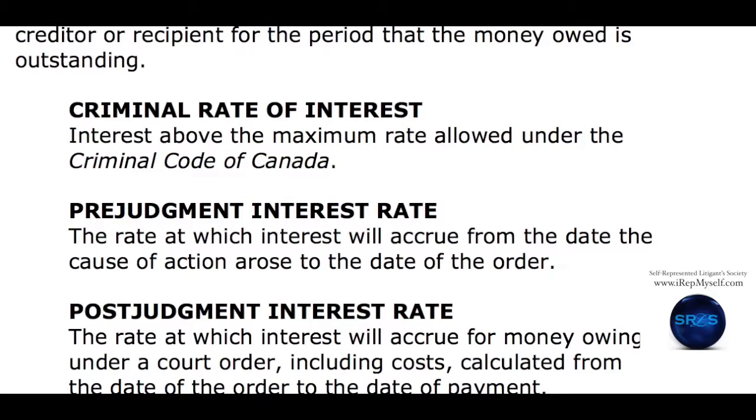Prejudgment interest rate is usually a term you'll see in civil lawsuits. It is the rate at which interest will accrue from the date the cause of action arose to the date of the order. Post-judgment interest rate is the rate at which interest will accrue for money owing under a court order. So once the court issues an order in favor of the person receiving a judgment or an award, including costs, interest is calculated from the date of the order to the date of the payment.